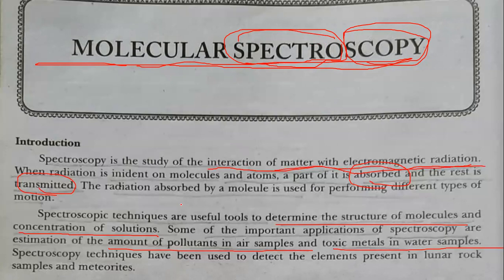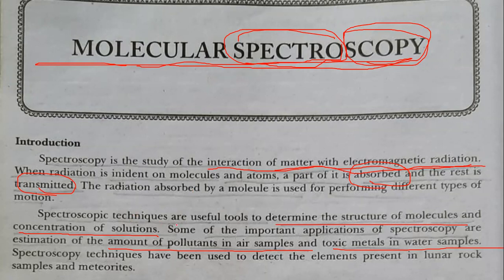Okay, so when any radiation falls on a molecule or atom, part of that radiation or energy is absorbed and the remaining is transmitted. The radiation absorbed by the molecule is used to perform different types of motion. What different types of motion take place there? There may be electronic transition, there may be vibration in the molecule, there may be rotation of the molecule. These are different processes that happen with the molecule.